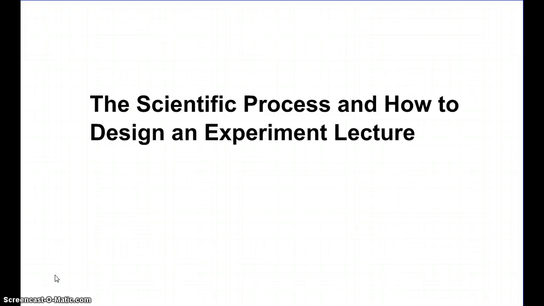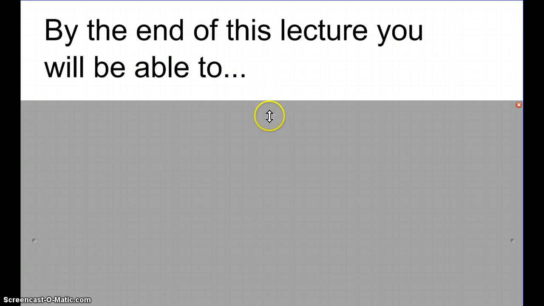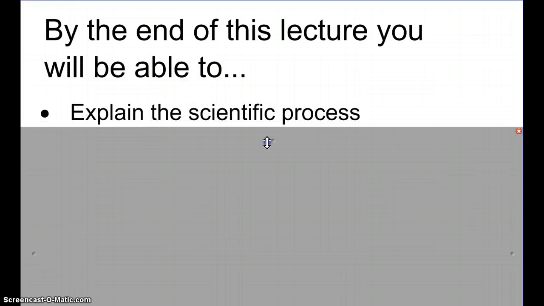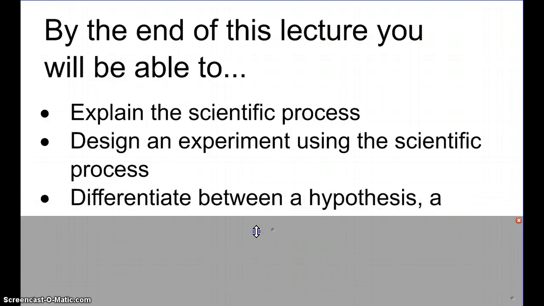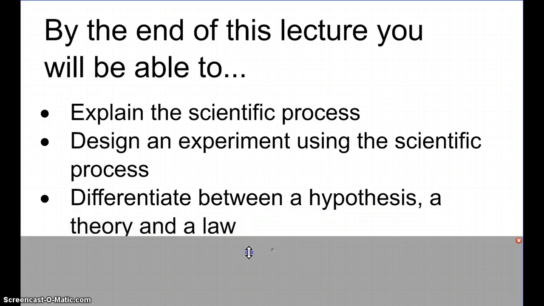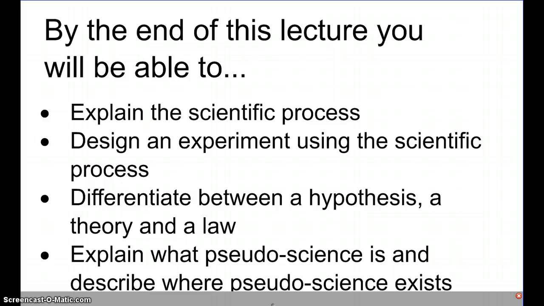So this is a review of the scientific process and how to design an experiment lecture that I went over in class a few days ago. By the end of this lecture, you will be able to explain the scientific process, design an experiment using the scientific process, differentiate between a hypothesis, a theory, and a law, and finally explain what pseudoscience is and describe where pseudoscience exists.